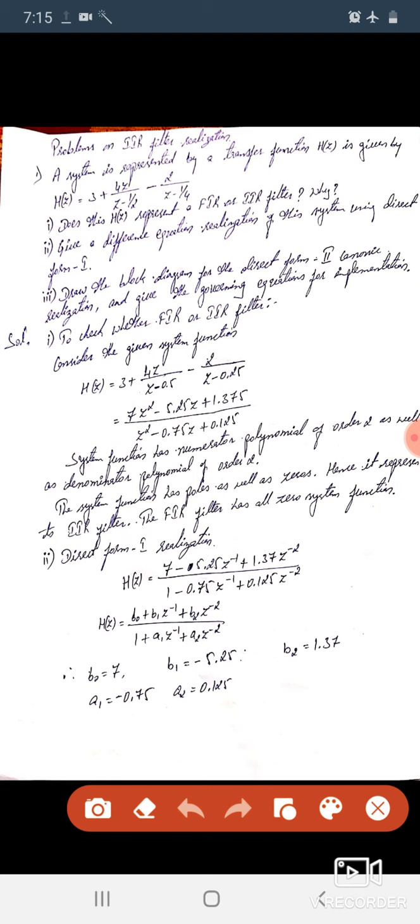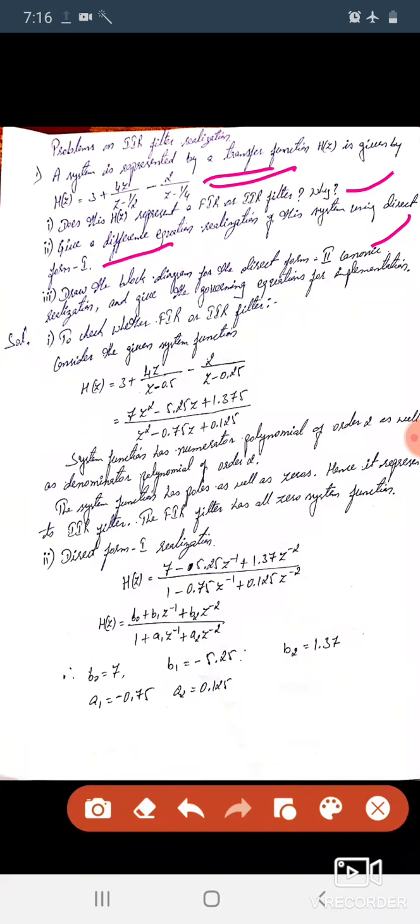Here a problem is given. A transfer function is given for us. First, we have to check whether it is FIR or IIR. Next, we have to write a direct form 1 and also a direct form 2. We have to realize both. To find what they asked, we first have to find whether the given transfer function is FIR or IIR.